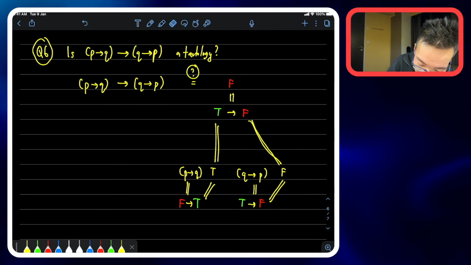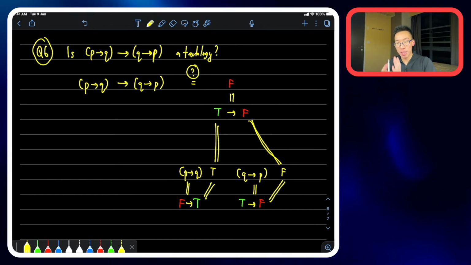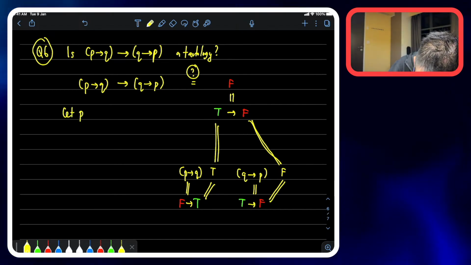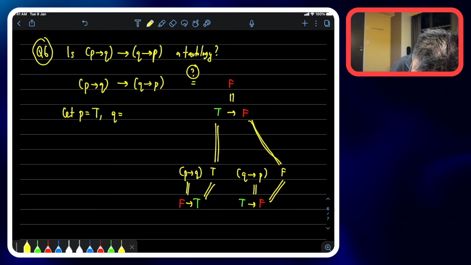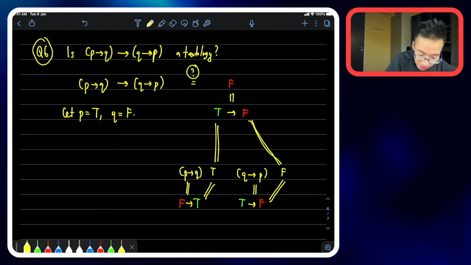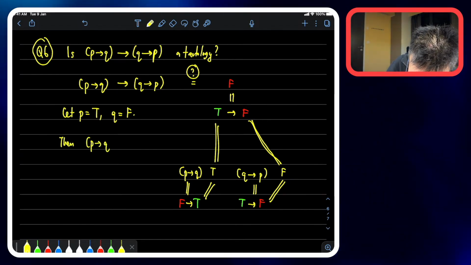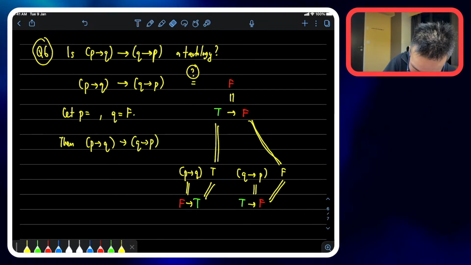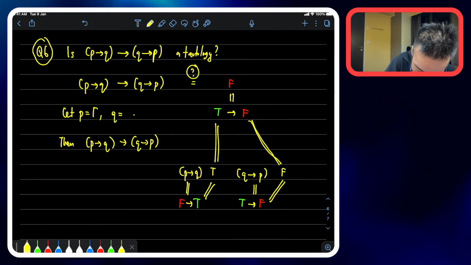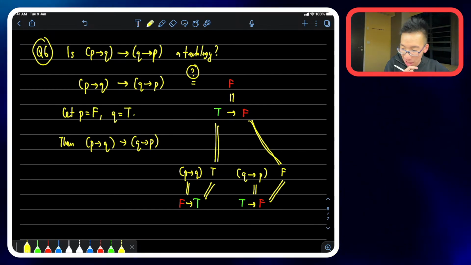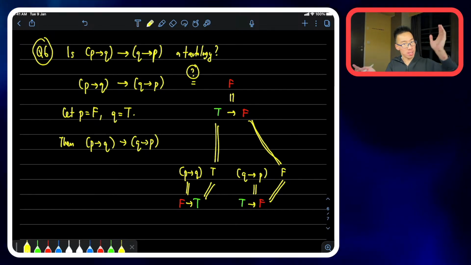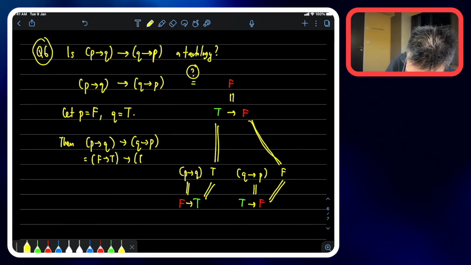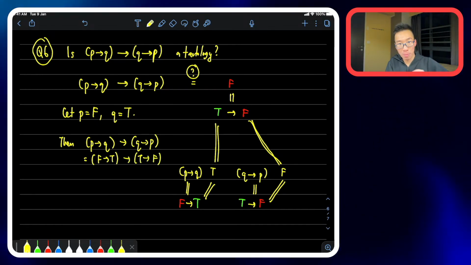Here's how I might prove it a bit more properly now that we have the big picture idea at the back of our heads. So let P be true and Q be false. Then P implies Q, implying Q implies P. Sorry, my apologies there. Let P be false, I meant, and Q be true. Then P implies Q implies P. Let's substitute the values. We're going to get false implies true implies false. False implies true evaluates to true.